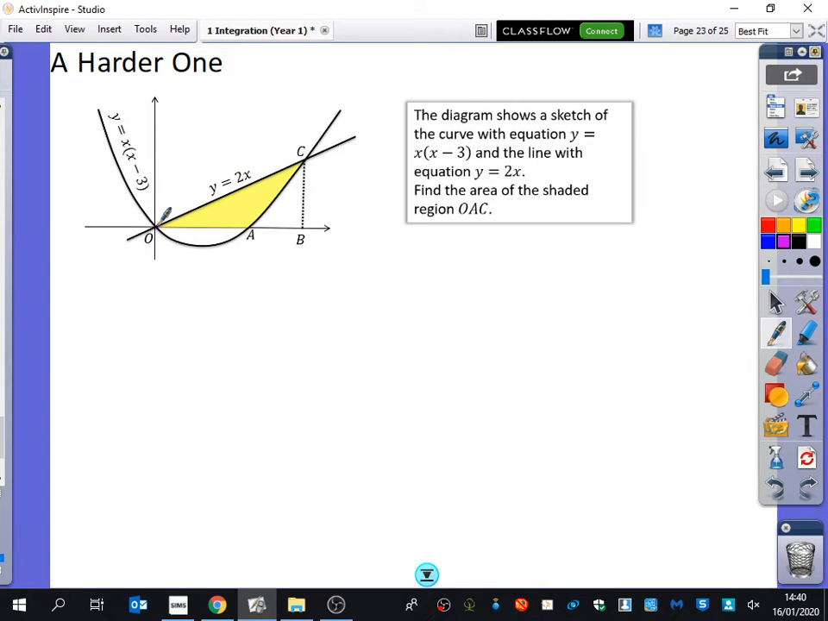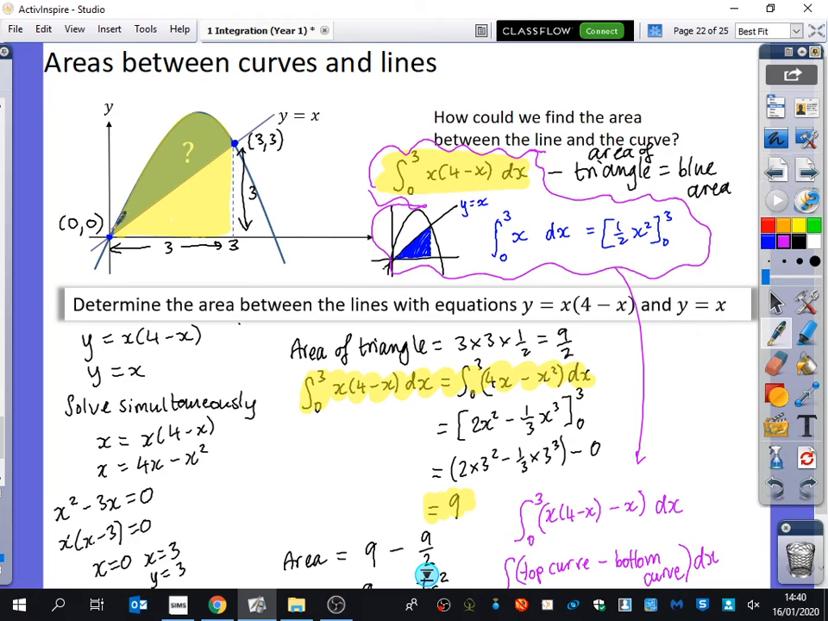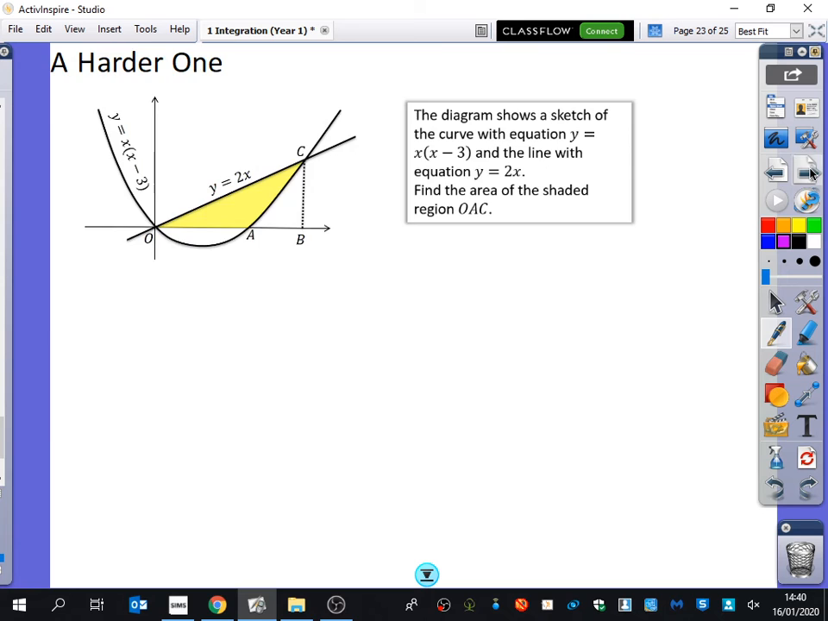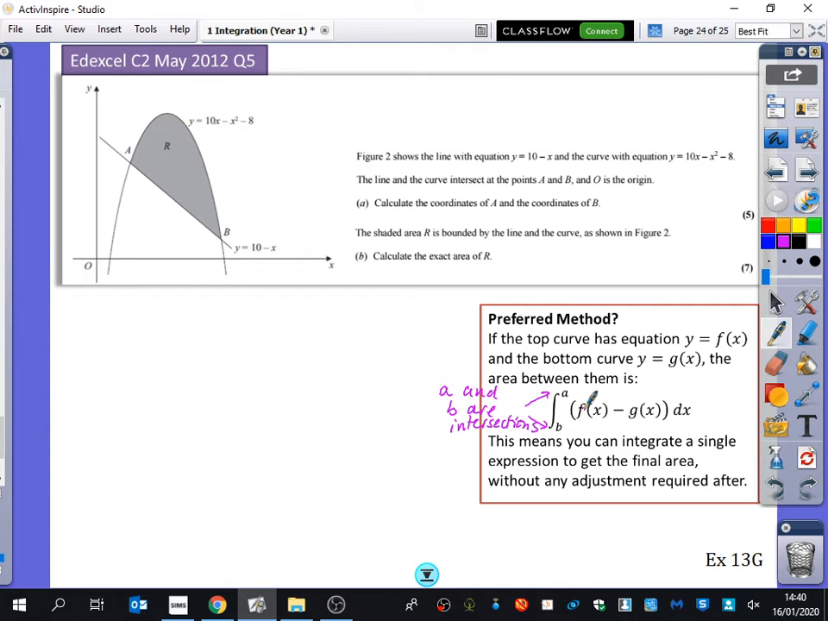Here and here, our intersections of the two graphs were the A and B parts. So you were allowed to do this preferred method of just subtracting them. You do the top one, take away the bottom one. And that's literally saying it's the area under the top one, take away the area under the bottom one.